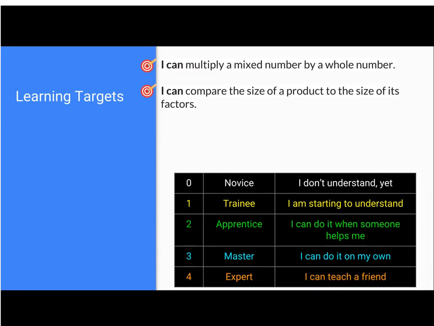Good evening, mathematicians. Tonight we have two learning targets. The first one says, I can multiply a mixed number by a whole number. Remember, a mixed number is a whole number and a fraction. So we're going to be multiplying mixed numbers by whole numbers.